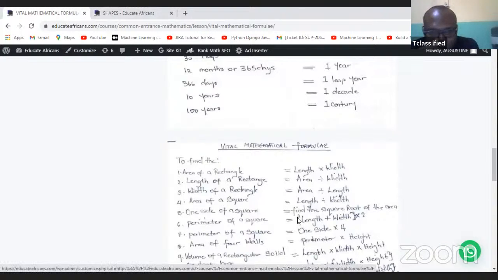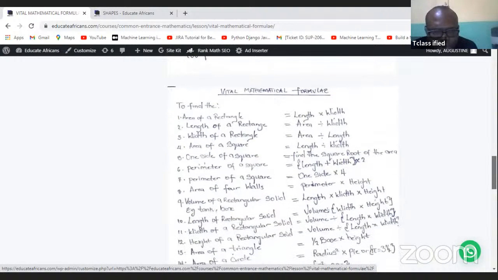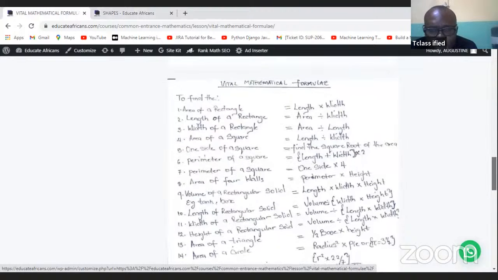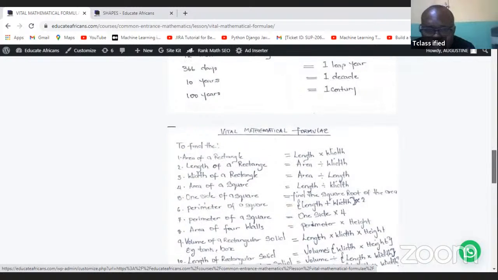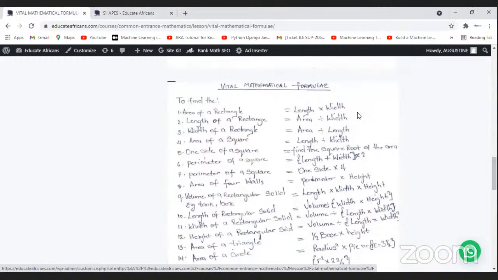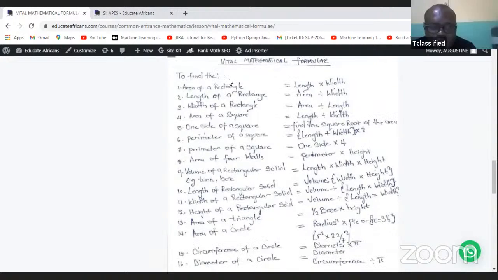So I'm going to go down again. Please, you're going to note these formulas. Mona, are you listening? Yes, sir. So all these formulas, you're going to note them: the area of a rectangle; then the length of a rectangle given the area and the width, this is how you calculate it; then the width of a rectangle given the area and the length, this is how you calculate it; then the area of a square, this is times and not divided. Are you clear on that? I'm going to correct it and re-upload.